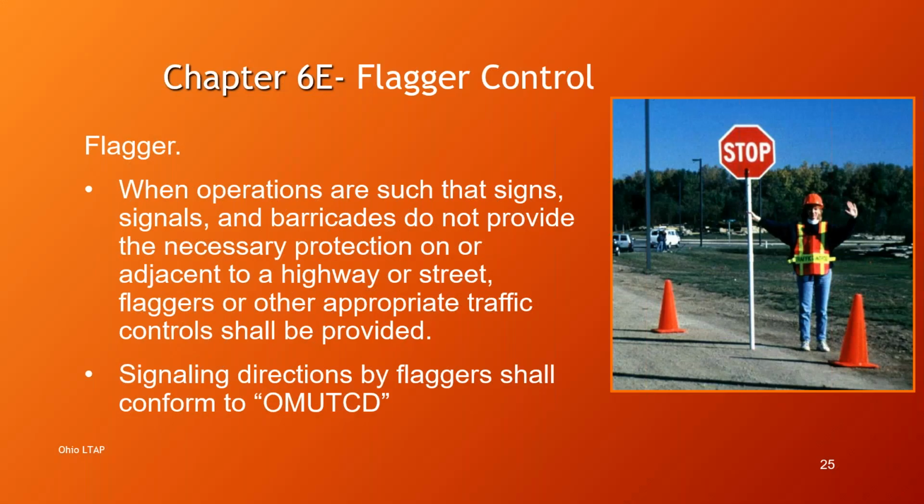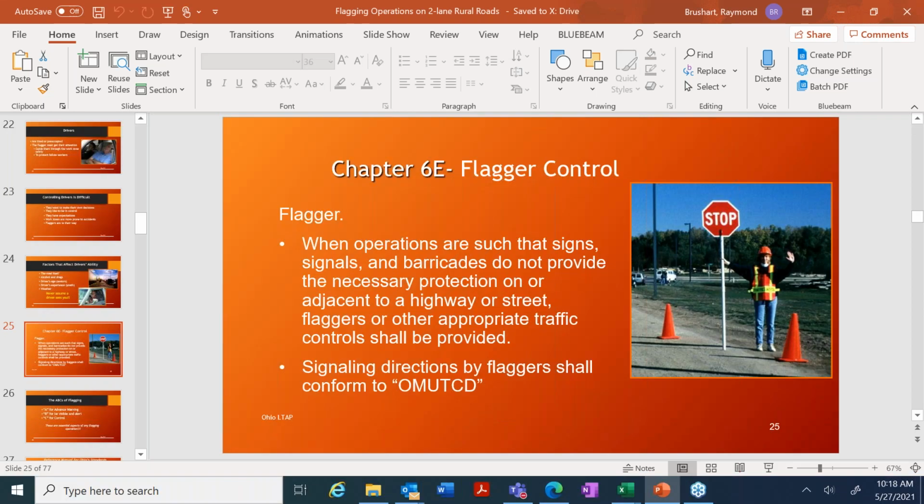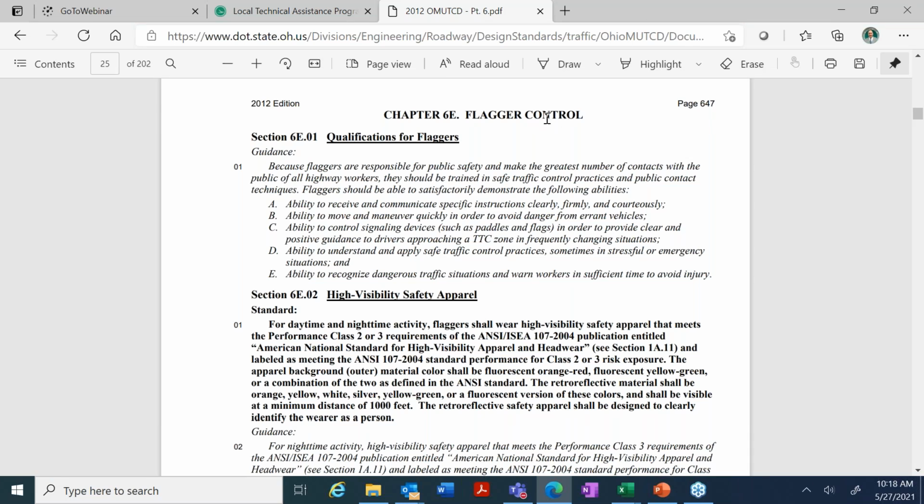So there's a lot of good resources to find information about flagger control. Inside the temporary traffic control manual is chapter 6E, and there's a lot of information in there. I could actually show you portions of that. This page right here is page 647 in part 6 of the OMUTCD.